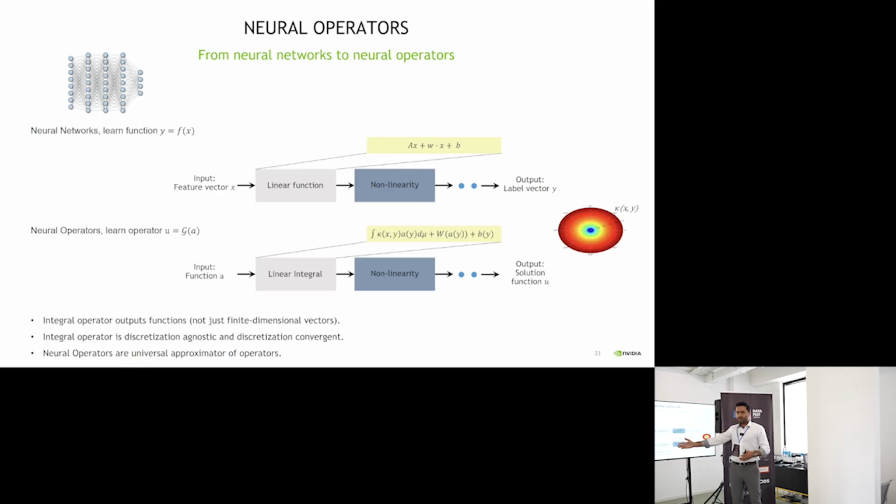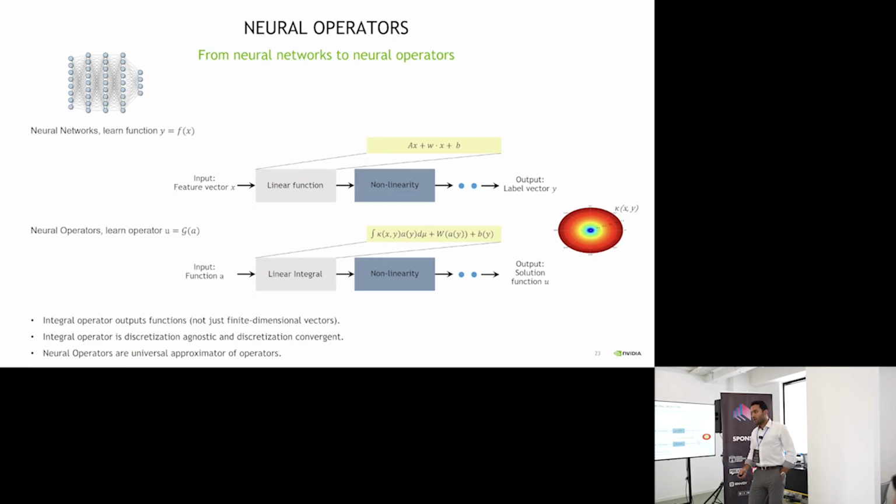This architecture is discretization agnostic, meaning that as I increase the discretization, it gets finer and finer. And it's discretization convergent, meaning that it converges to a unique operator. Also, this architecture is a universal approximator of any operator. Similar to how neural networks have universal approximation theoretical guarantees that they can approximate any function, this architecture can approximate any operator. For a neural network, the learnable parameters were the matrices that you multiply by the input vector. In neural operators, the kernel is the learnable parameter. Any questions so far?